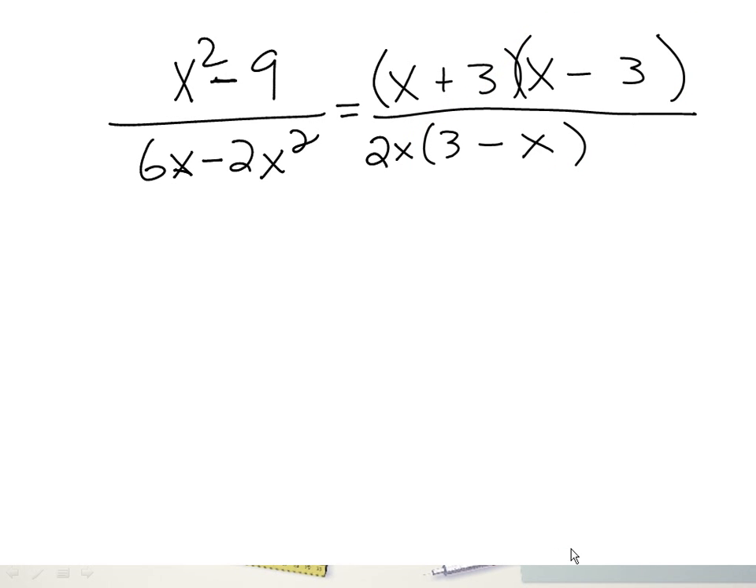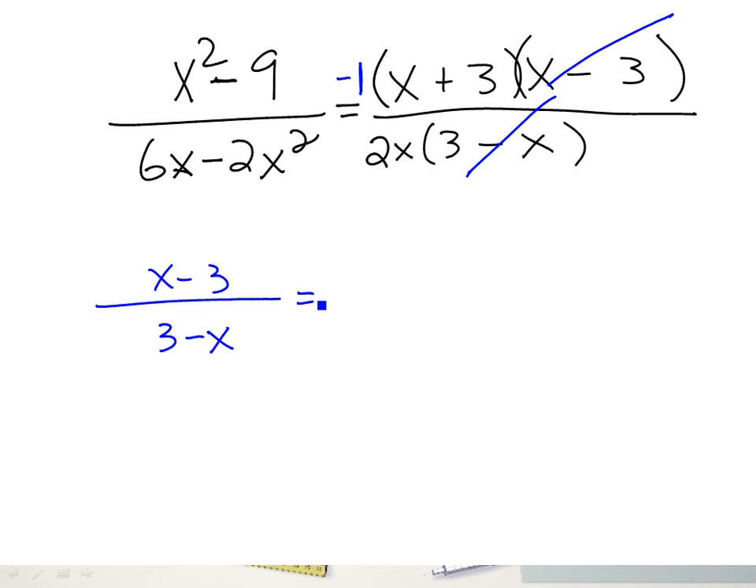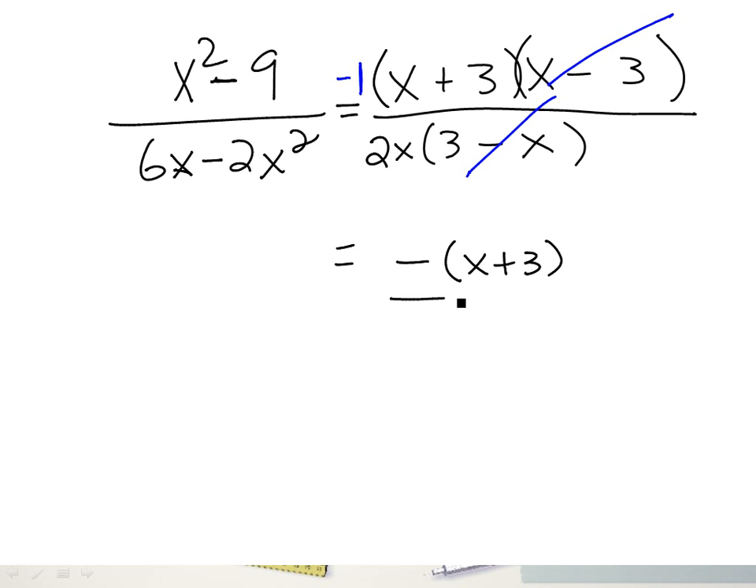Now the shortcut way would be to say, I know that x minus 3 divided by 3 minus x, by now I know that if I divide these out, it equals negative 1. Okay, so the shortcut way would be just to say, let me cancel both of these out, provided I put a negative 1 in its place. So I'm replacing those opposites by negative 1, because x minus 3 divided by 3 minus x equals negative 1. They are equivalent to each other. Okay, so our final answer is negative times x plus 3 over 2x.